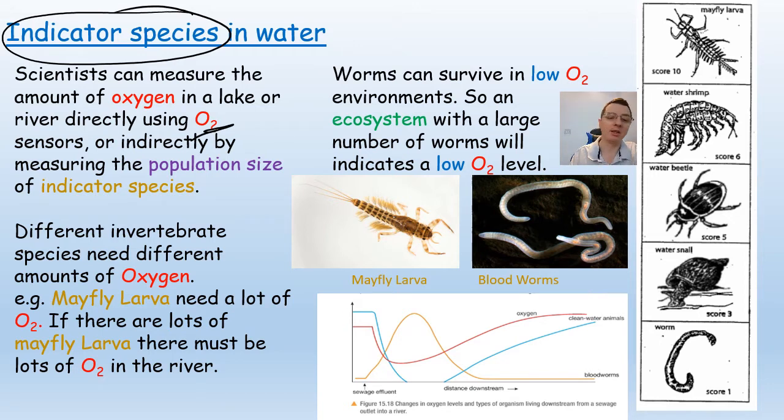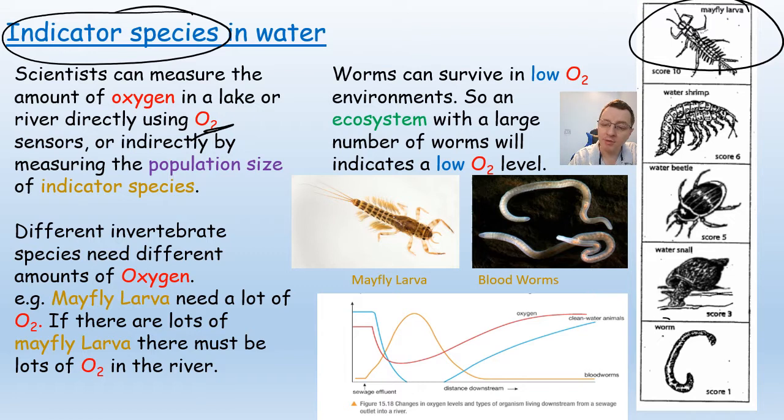They indicate oxygen levels. Now, different invertebrate species need different amounts of oxygen to survive. For example, a mayfly larva here will need a large amount of oxygen to survive. So if you sample an environment and you find a large amount of mayfly larva in that environment, it indicates that there must be a lot of oxygen dissolved within the water of that river system.